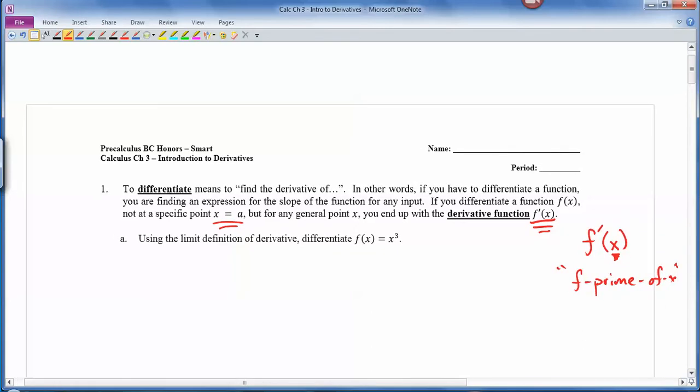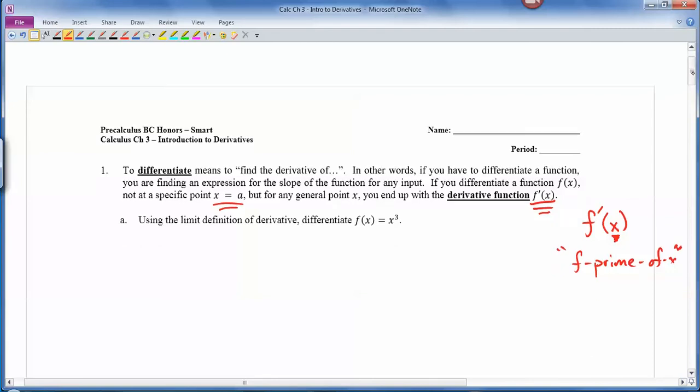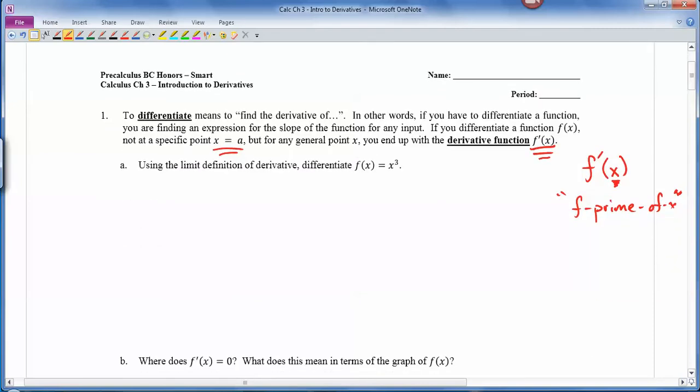So let's look at this problem here so you can see how this gets used. Using the limit definition of derivative, which is really just slope, differentiate f of x equals x cubed. Differentiate means take the derivative of, or find the slope of. The slope formula is the limit as h goes to 0 of f of, now instead of a, we're going to say x plus h, minus f of x, all over h.